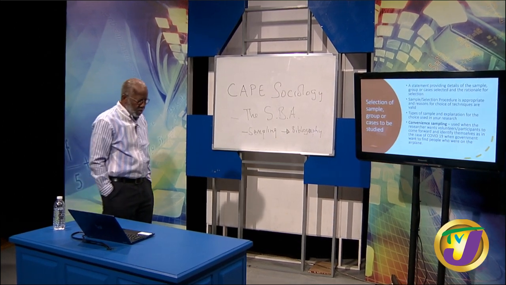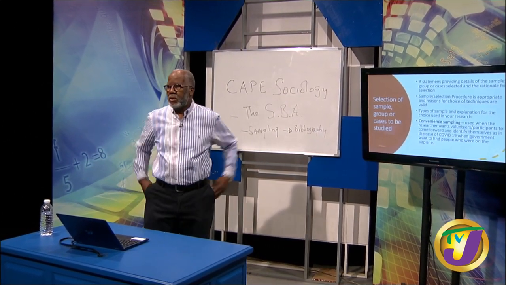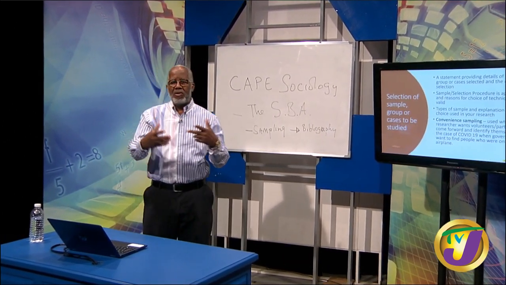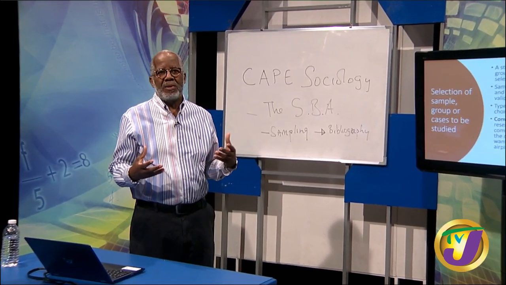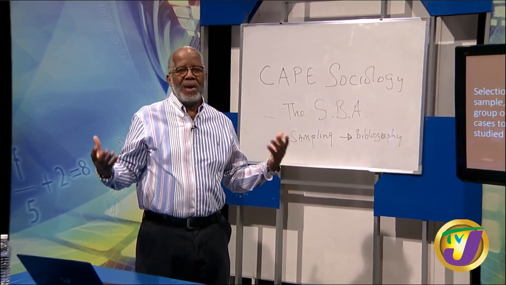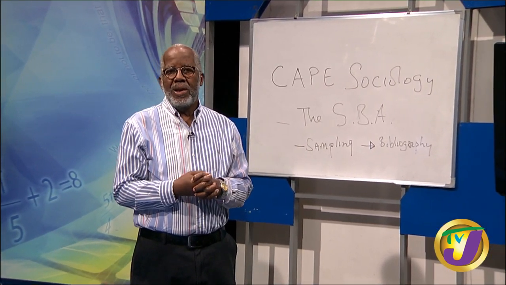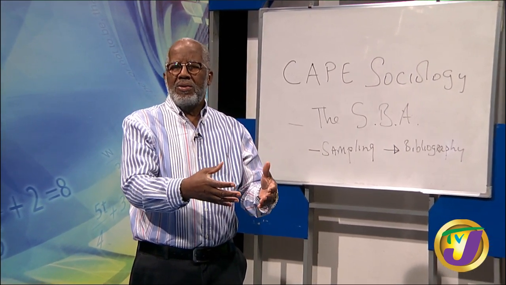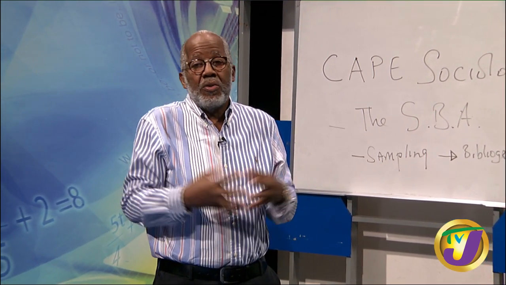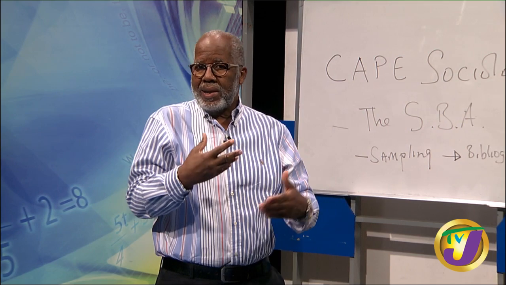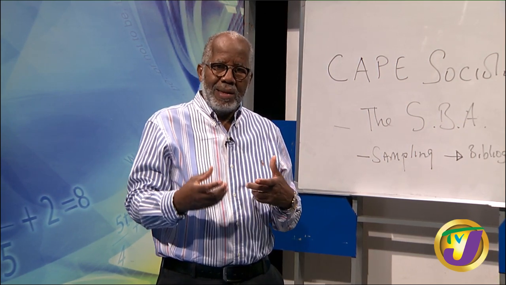Well, we start back today. The last time, you remember, we were dealing with sampling. So we're dealing with the SBA. We said sampling is extremely important as far as your SBA is concerned. Why? You can't use the entire population. So if you're doing a project in the school, you perhaps have 3,000 students in the school or about 1,500. You really can't use everyone. So you need a sample. So how you select that sample is important.